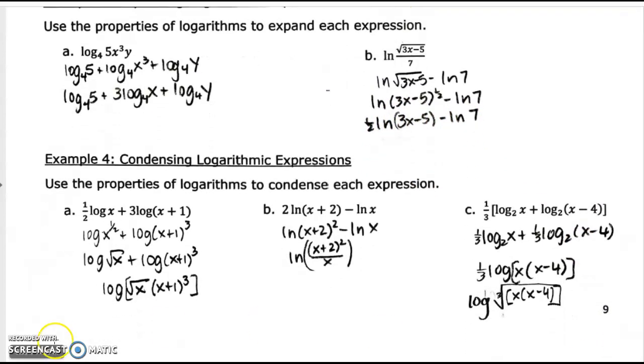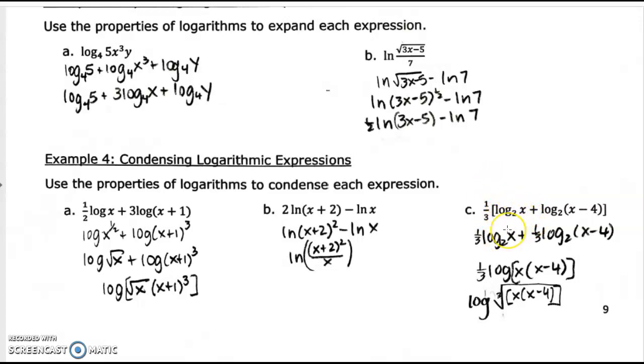Okay, and then finally, going backwards, we're condensing. And so we kind of just apply the rules in opposite. Any coefficients become powers, and any addition turns into multiplication. So again, in B, our coefficient became our power, and we have subtraction, so that now became division.